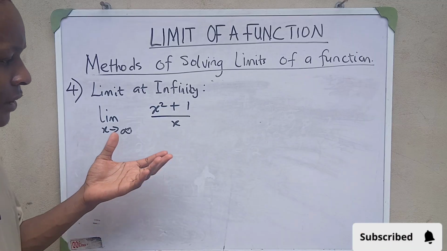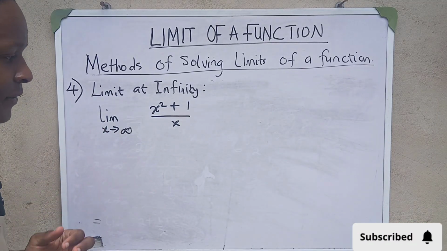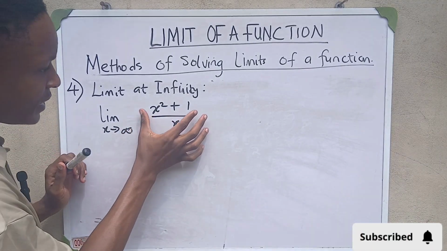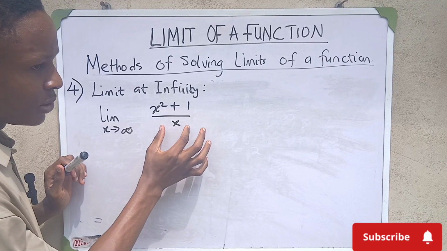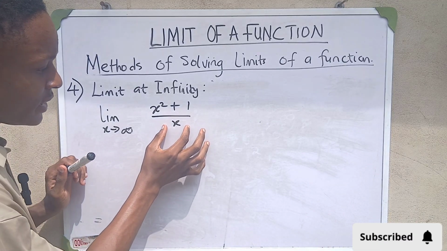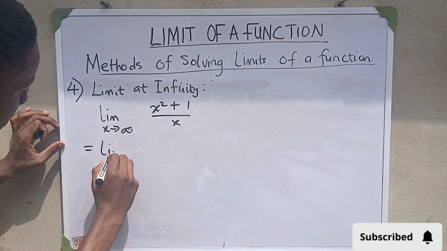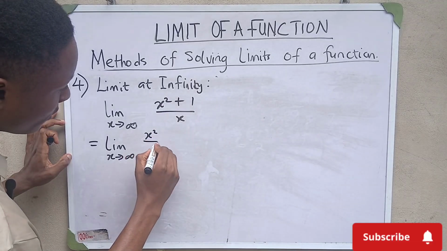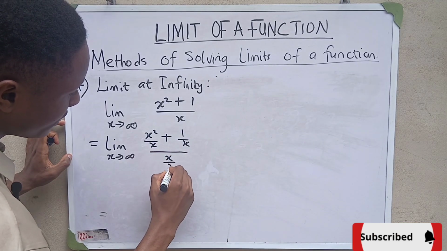So let's say we have an equation like this. We have x approaching infinity. So what we have to do is divide everything in the function by the highest power of x in the denominator. So x here is raised to power 1. So we divide everything by x, limit of x approaching infinity. So we have x squared over x plus 1 over x, all over x over x.